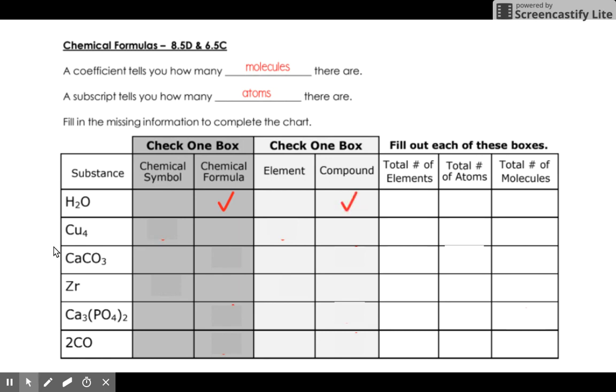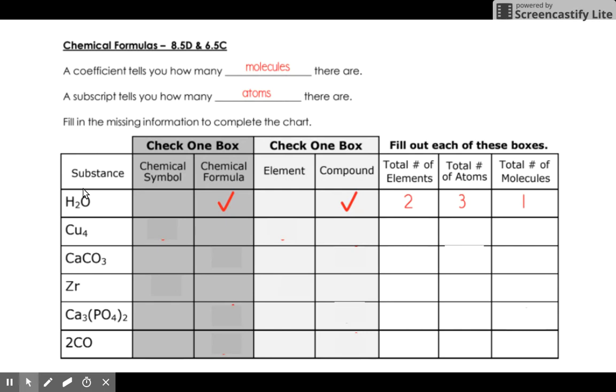Total number of elements. When I look, how many capital letters do I see? I see a total of 2. Total atoms. There is 3 atoms total. I see 2 hydrogen atoms, and then if nothing's there, of course, that counts as 1, which is a total of 3. How many molecules? There is no coefficient in front, so there is only 1 molecule of H2O.